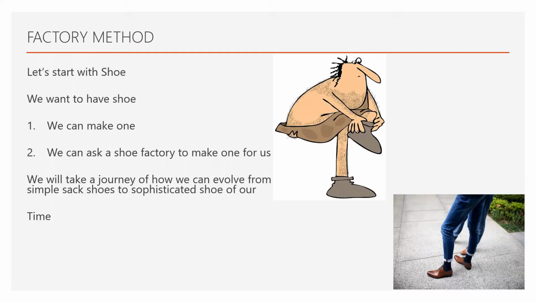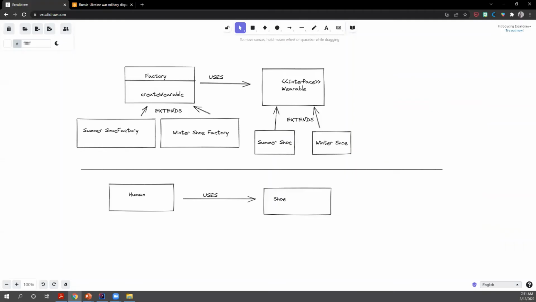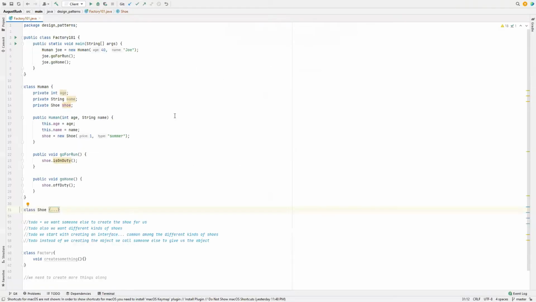Okay, let's start here. Here we have this simple way of using the shoes. We have a human object which uses this shoe object, and instead of this, we'll be using the first part of this screen, where we show how a factory works. So let's start with the code.